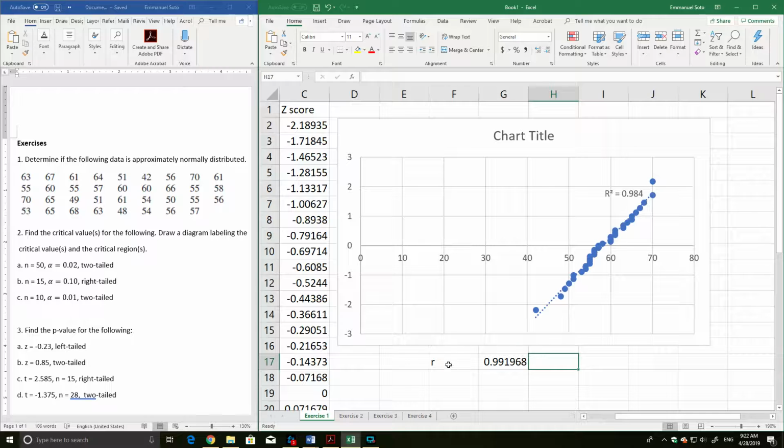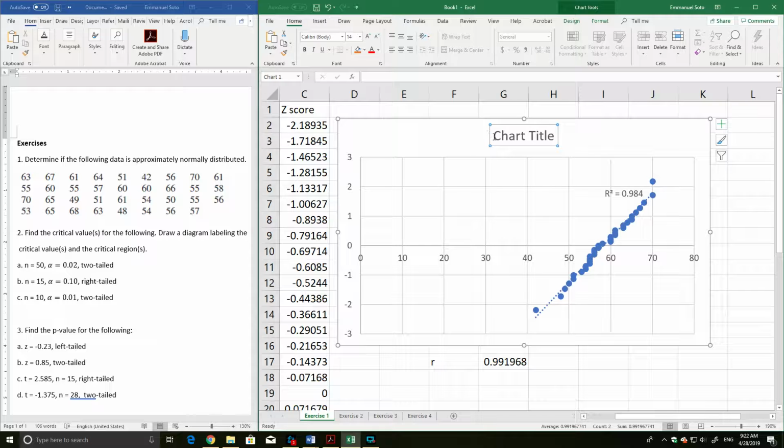The R is the correlation coefficient, and the R squared is the coefficient of determination. All right, so now that we know how to do this, make sure that you label your charts. Give it a title, whatever title that may be. In this problem, we're just looking at some random data, so we're doing essentially a normal quantile plot.